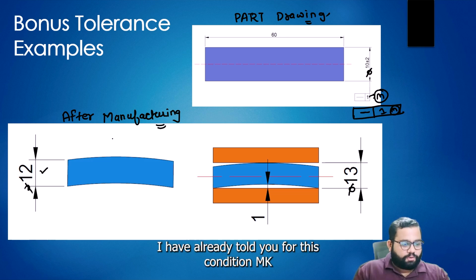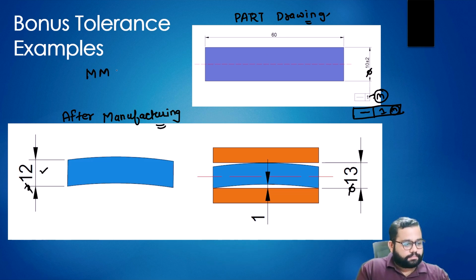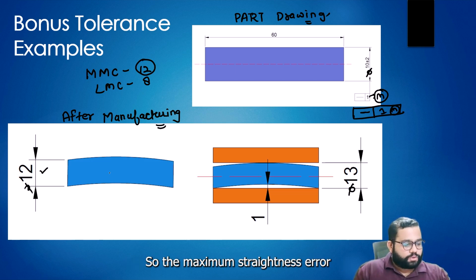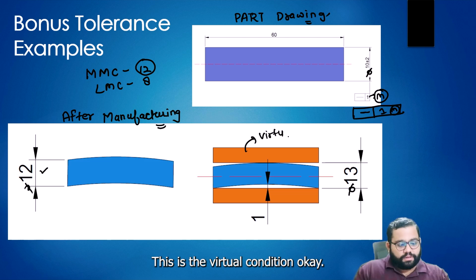I have already told you for this condition MMC is 12 mm and LMC is 8 mm. So this is the maximum material condition, and the part is manufactured at 12 mm. So the maximum straightness error this part can have is 1 mm. This is the envelope. This is the virtual condition. What is the virtual condition?